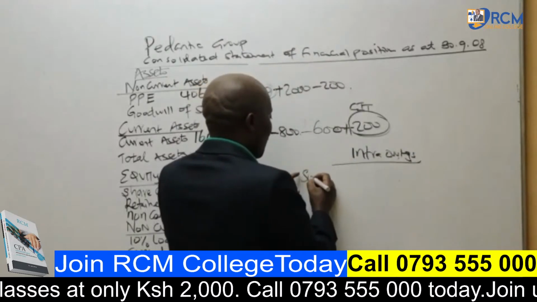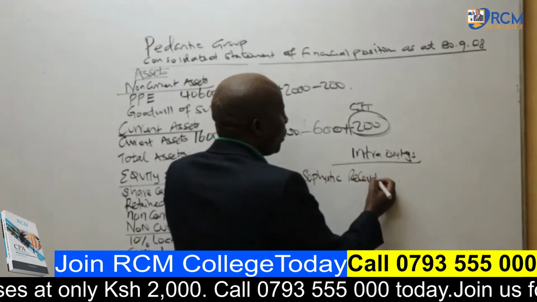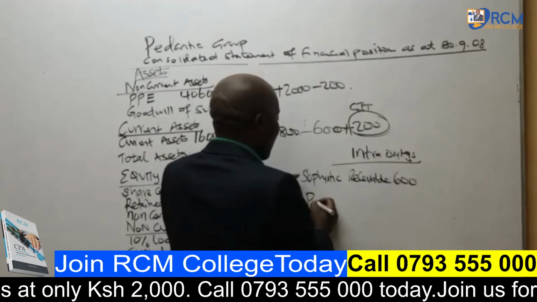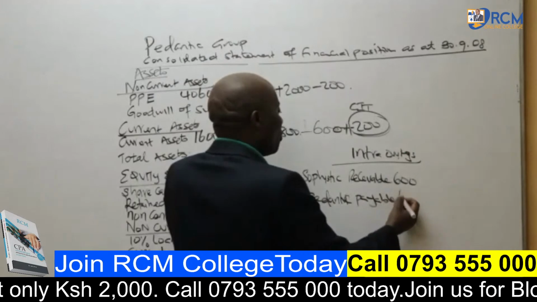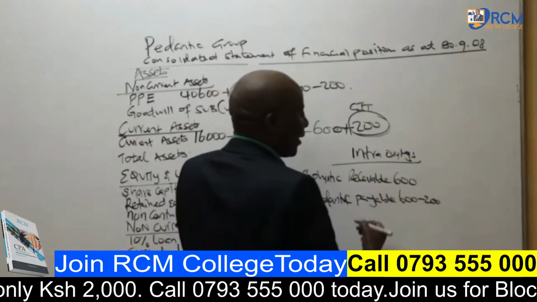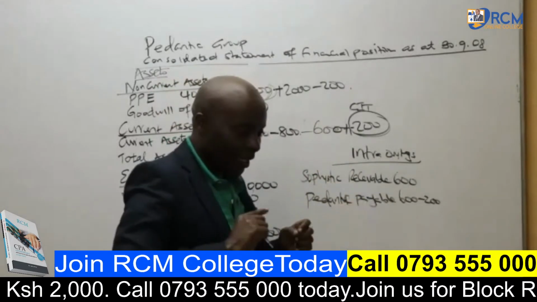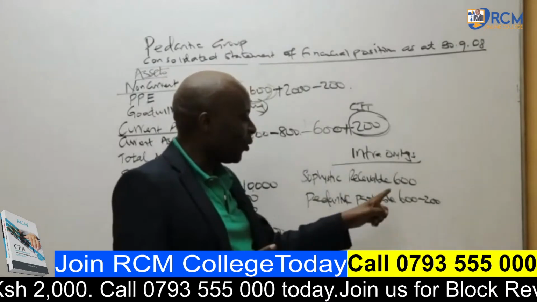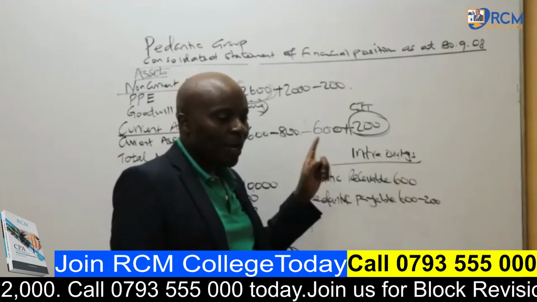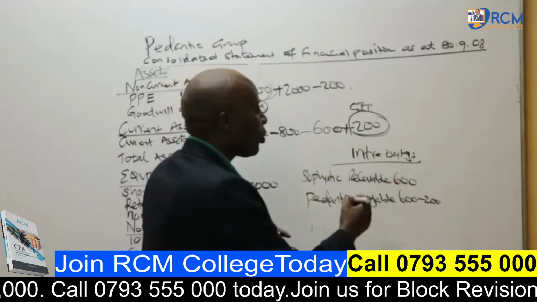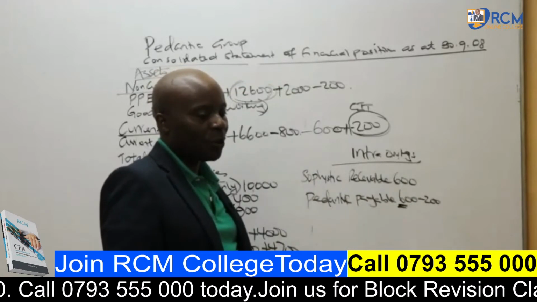Tuko na Sophistic receivable 600. Tuko na Pedantic payable 600, but remember they released 200 as cash in transit. Aka release, aka adjust book zake. Lakini huyu hakuadjust book zake sababu hakuwa amepata hiyo pesa. Kumaanisha Pedantic's payable inafaa kusoma ngapi in their books?